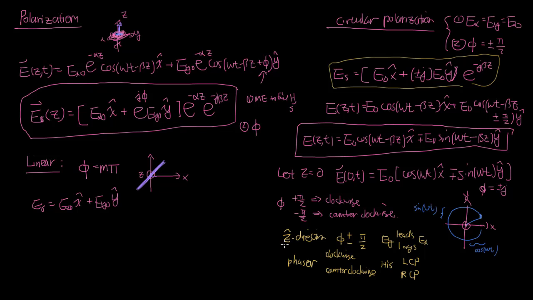Now, one thing to point out is that if it's in the negative z direction, you just reverse all of these. So if it's in the negative z direction, then a phi of plus pi half would mean EY lags EX, it rotates counterclockwise, and it's in turn right hand circularly polarized. So basically, if you keep this the same and flip all of these subsequent conclusions, you come up with the result for the negative z direction.